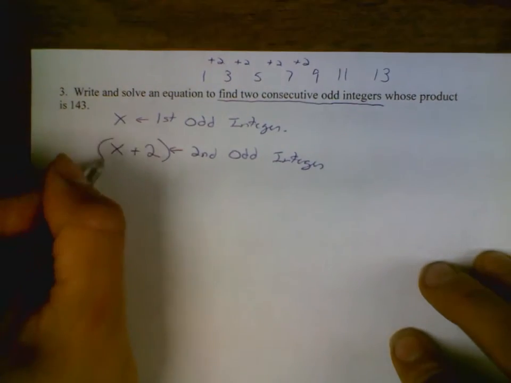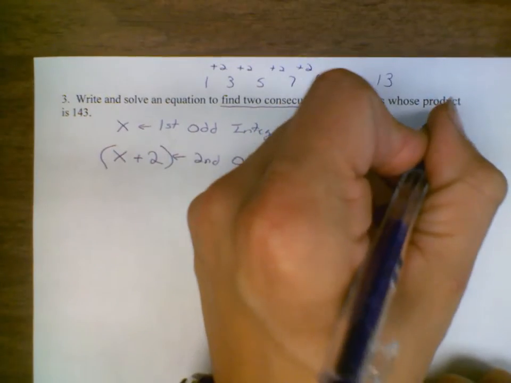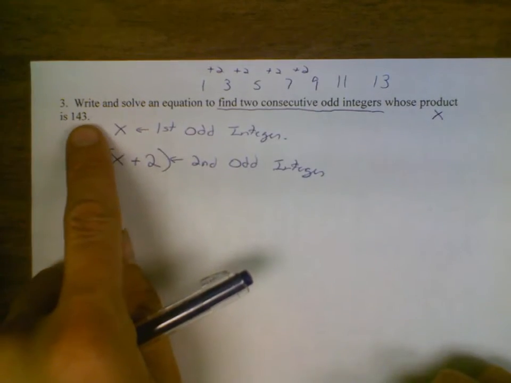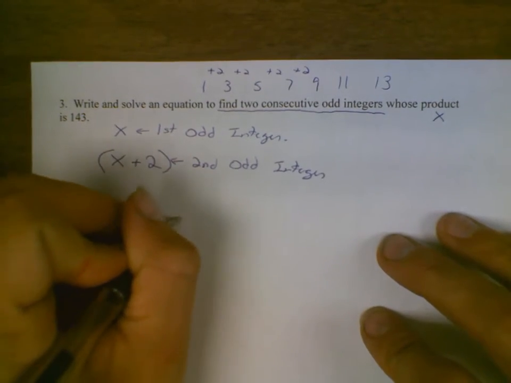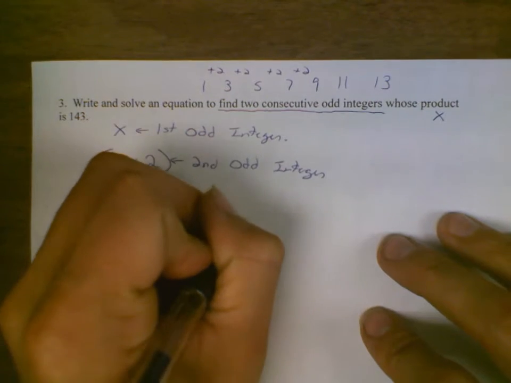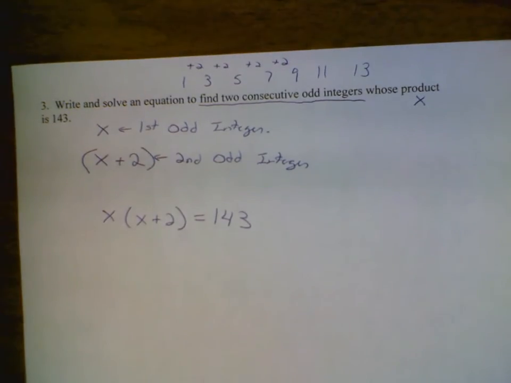And I'm going to throw this guy in parentheses, actually. And then it says, whose product, so product means multiply, is 143. So that means when I take x times x plus 2, it has to equal 143. Okay, so this is the setup for this word problem.